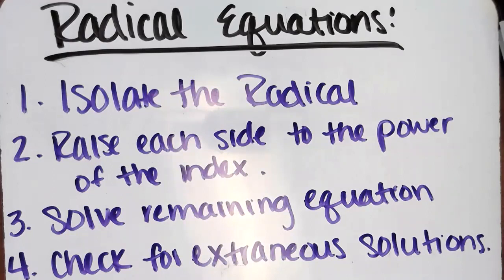So if you have a square root, you're going to raise each side to the second power, cube roots raised to the third, fourth roots raised to the fourth. This is going to cancel your radical, and then you're going to need to just solve the remaining equation for x. And you want to check your solutions for any extraneous solutions. And remember, extraneous solutions are just solutions to the equation that, when plugged back in, don't make it true.